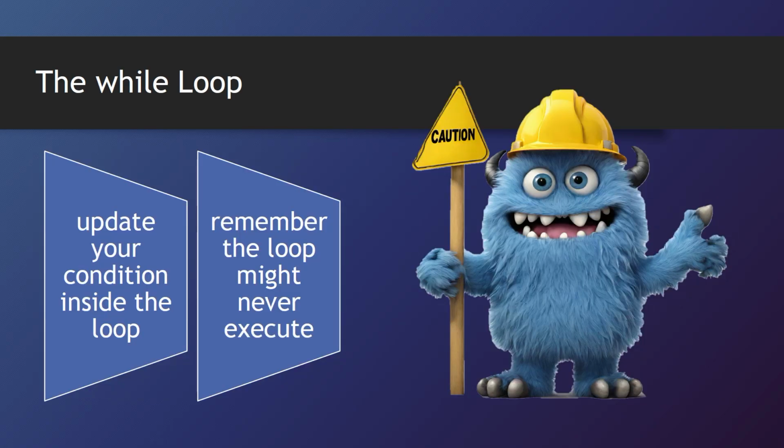In a while loop, make sure your condition is updated inside that loop body, or else you'll be stuck in an infinite loop. And remember that the condition is checked at the beginning of each iteration, before the code is executed. So it's always possible that the code in the body of a while loop will never execute.